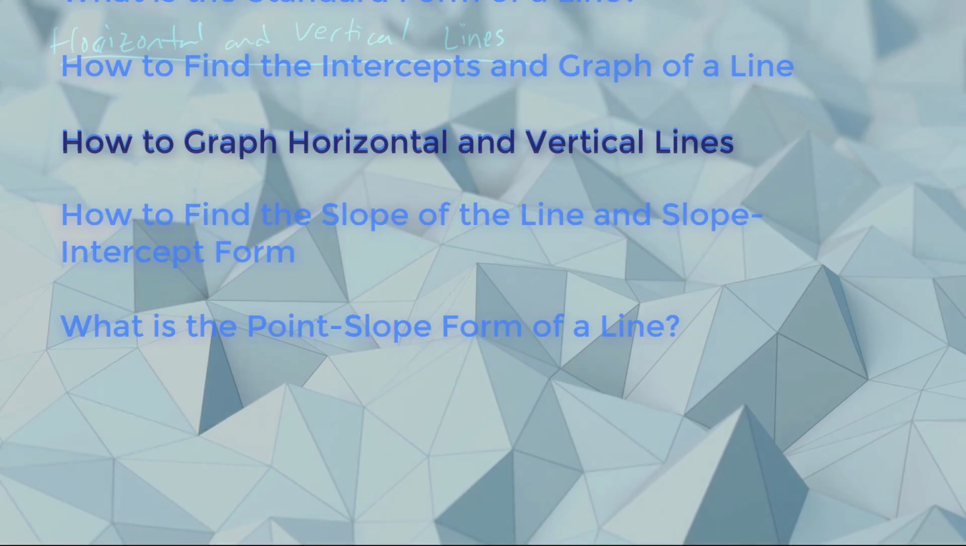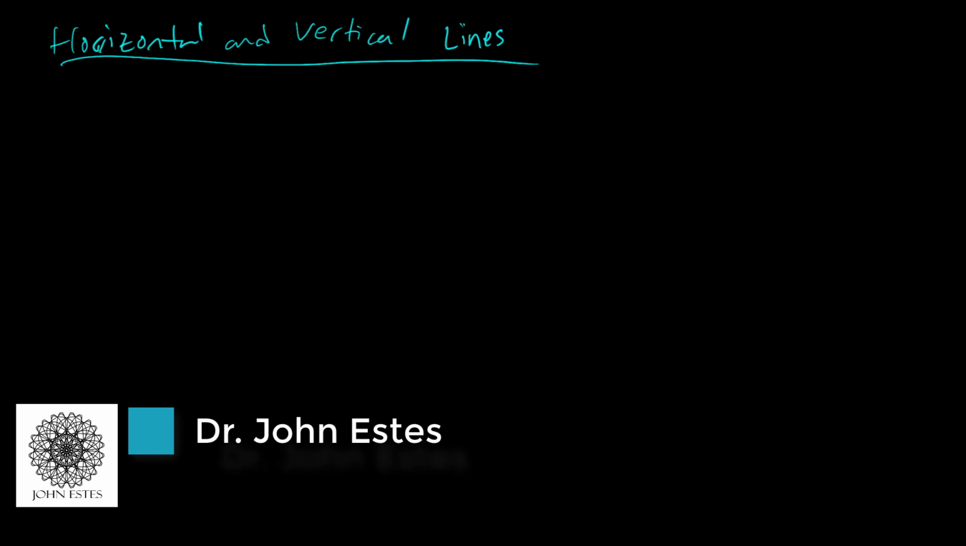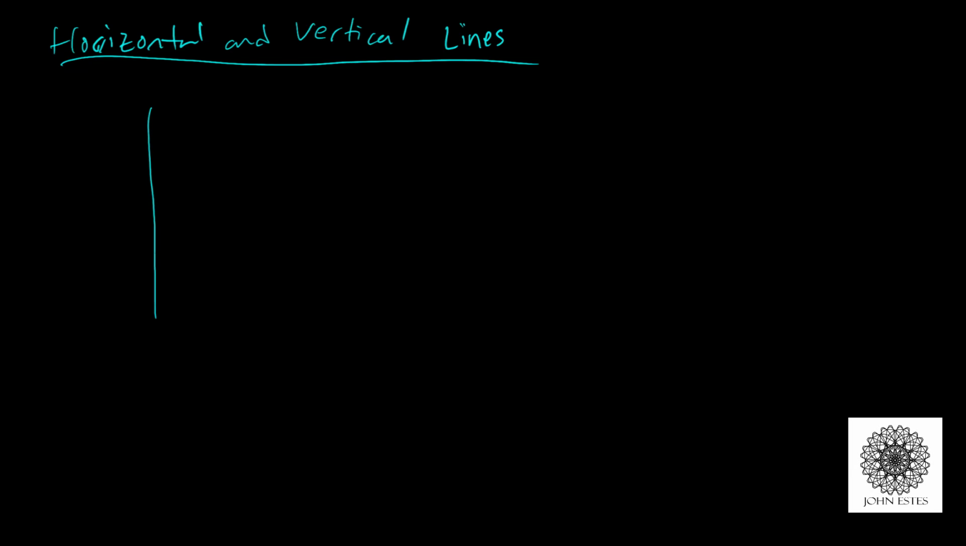Now, when talking about equations of lines, there are two special cases that stand out to us, and those are horizontal and vertical lines, and I'm going to show you how to characterize those algebraically very quickly. Okay, so first let's look at a horizontal line. Here's my grid, and I'm going to get a nice horizontal line going straight across somewhere like that.